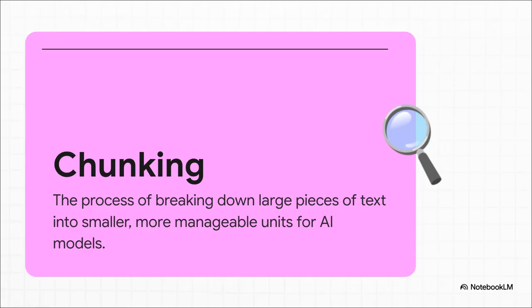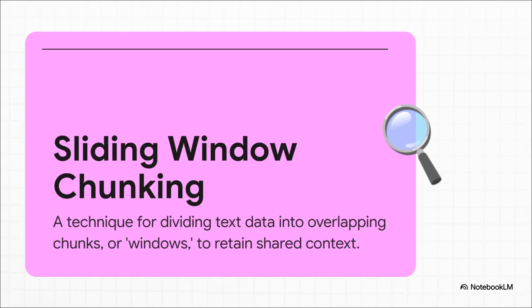The solution here is a technique called chunking. And honestly, it's exactly what it sounds like. We're just breaking down that huge document into smaller bite-sized pieces or chunks that the AI can actually manage one by one. Now, one of the smartest ways to do this is with what's called a sliding window.